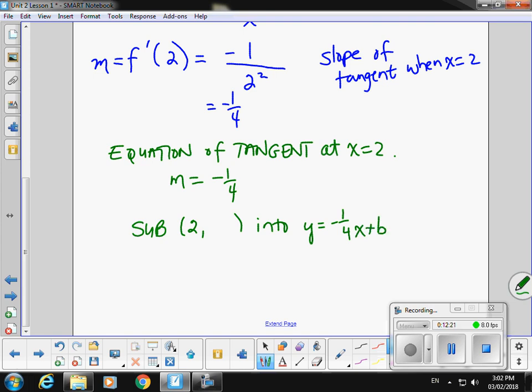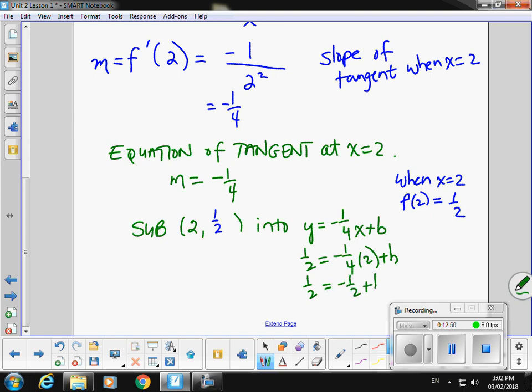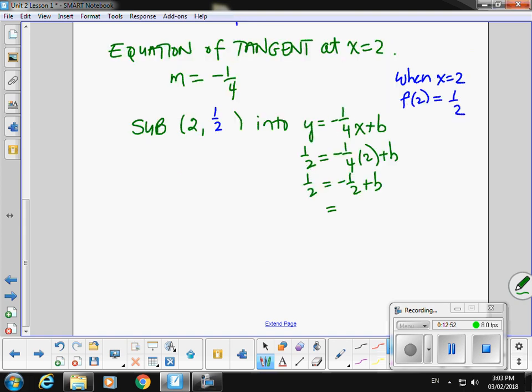Going back to the original function, when x equals 2, just as an aside, f at 2 equals 1/2. Doesn't hurt to show that thinking either. I'm going to substitute that point. I have 1/2 equals negative 1/4 times 2 plus b. 1/2 equals negative 1/2 plus b. Add 1/2 to both sides. I have b equals 1. Isn't that lovely? Final answer, y equals negative 1/4 x plus 1.